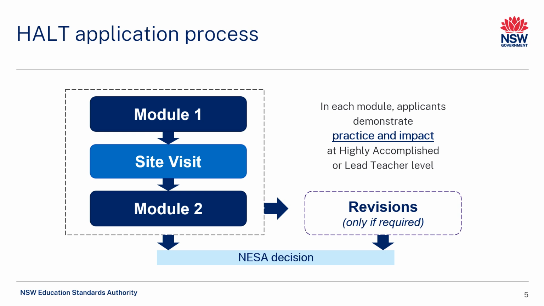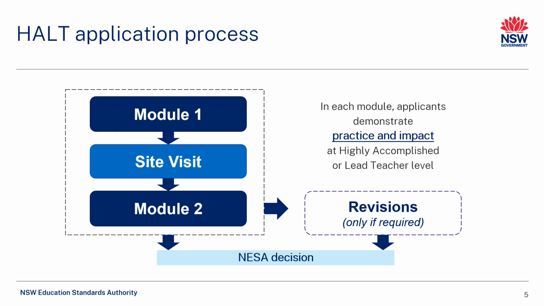To apply for highly accomplished or lead teacher accreditation, applicants will complete 2 modules with the option of a revision module if required. All applicants must participate in a site visit at a school or early childhood service. Across 2 modules of evidence, applicants must provide evidence of their teaching practice that demonstrates 20 standard descriptors, of which 14 standard descriptors are mandated by NESA and 6 standard descriptors are selected by applicants.